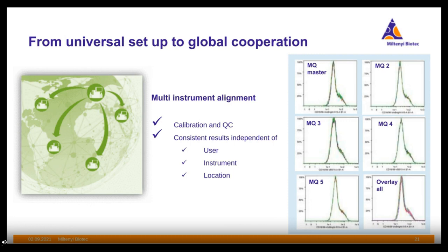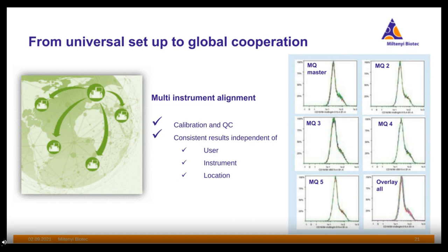I would like to highlight quickly another feature of the cell analyzer that is important for accurate immunotoxicity studies, that is multi-instrument alignment. When you need to transfer your assays across departments and ensure performance over time, our instrument ensures this multi-instrument alignment through calibration and QC, as well as transferring consistent results independent of user, instrument, and location. This is done by transferring the exact settings of the instrument from one instrument to another.